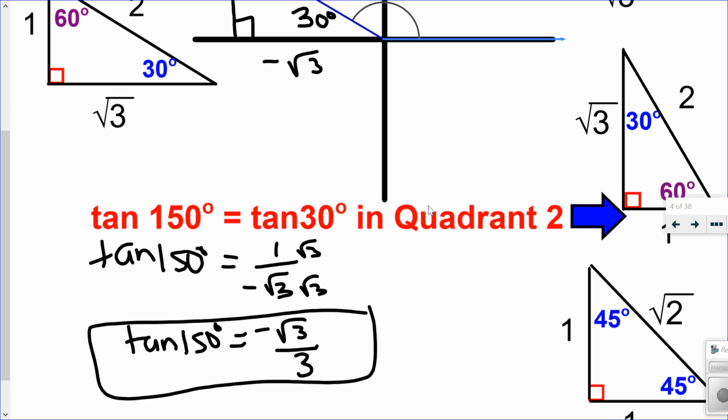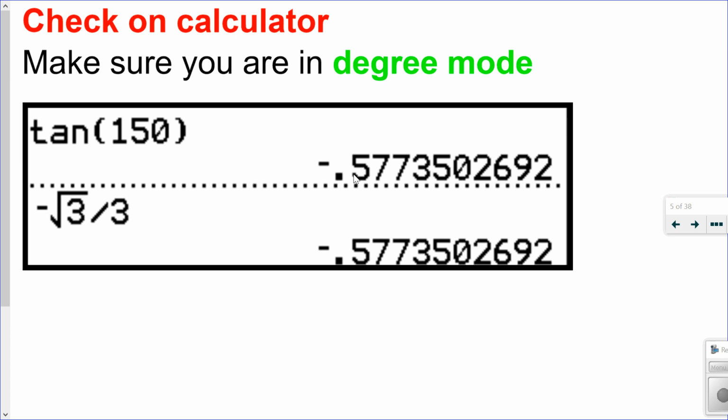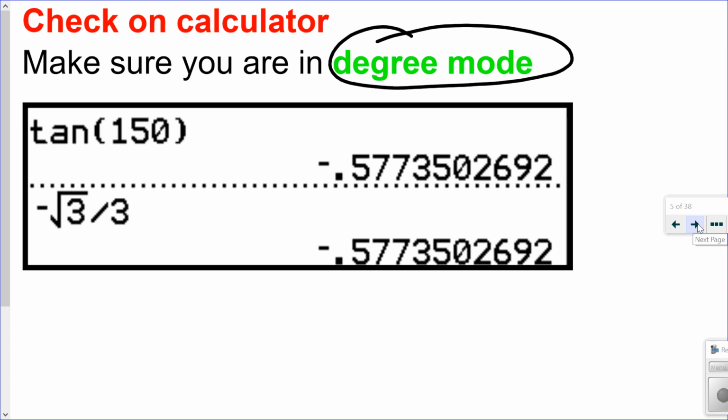Okay, so you can check all of these things on your calculator. So let's look at a check here. Tan of 150 is this answer here, and negative root 3 over 3 is the same value there. So you know that you are correct. Really important that your mode is in degree. Remember, when you reset your calculator, it's going to default to radians, but we are always working in degrees.